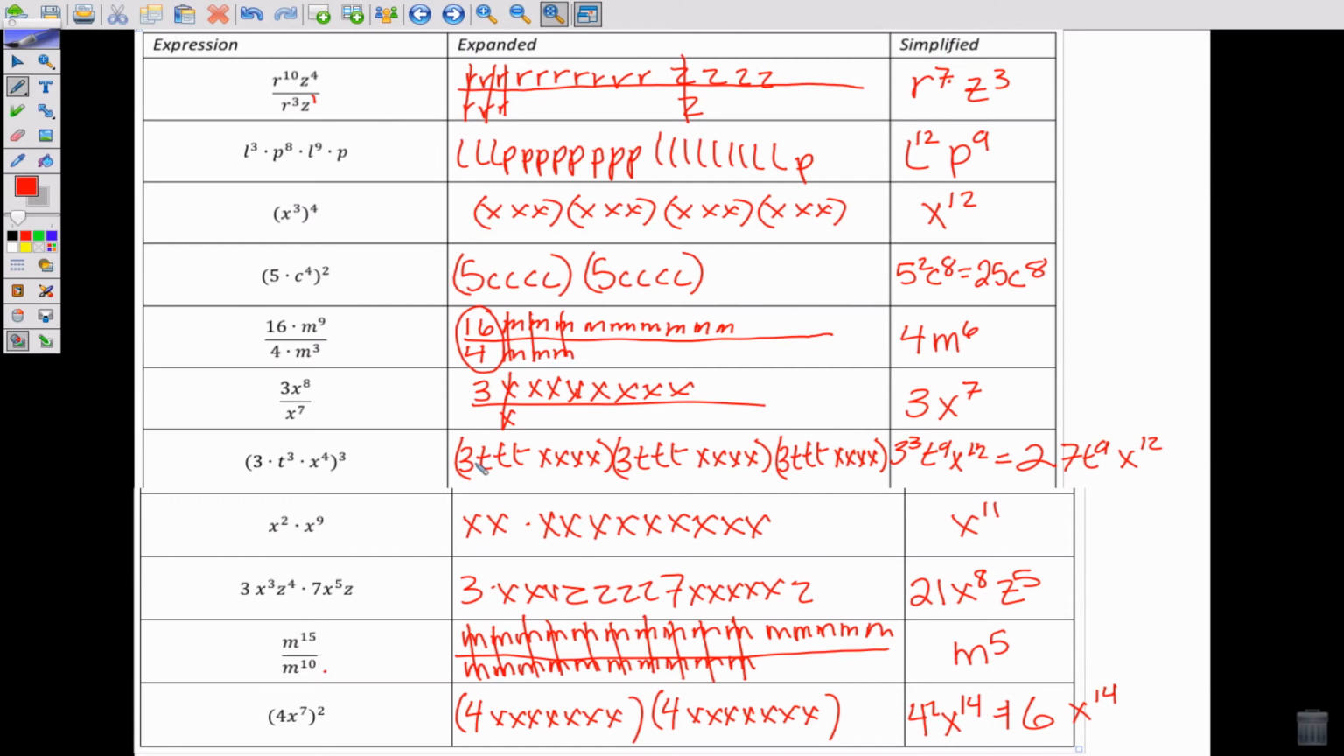Here we have 3t to the 3rd, x to the 4th 3 times. So that's 3 cubed, t to the 9th, x to the 12th, or 27 is 3 cubed. And then finally we have 4x to the 7th squared, so we have 4 times 4, which is 16, and x to the 14th.